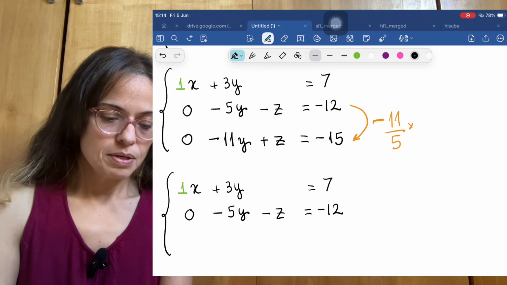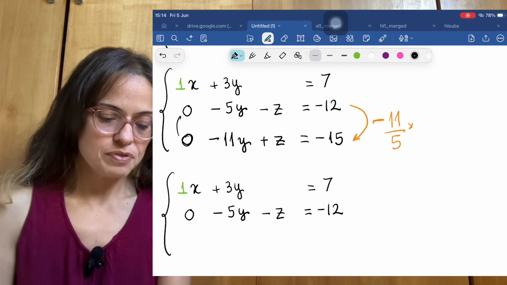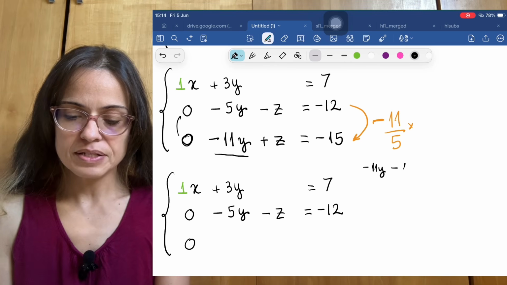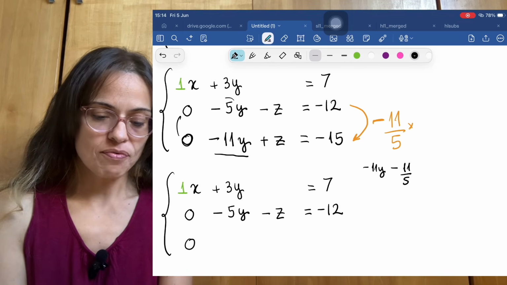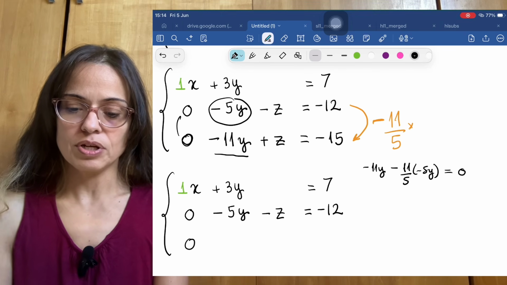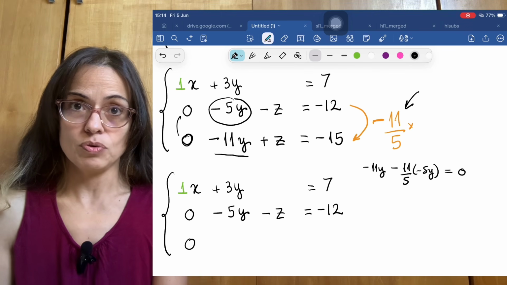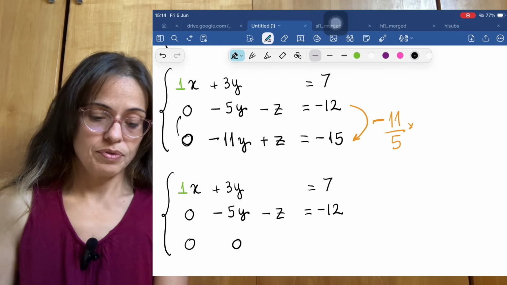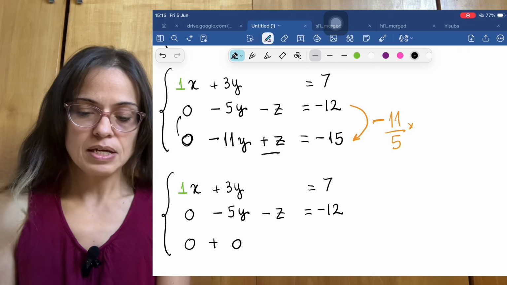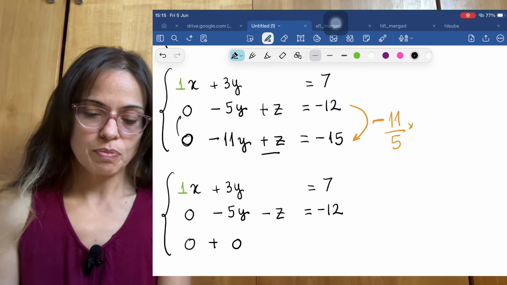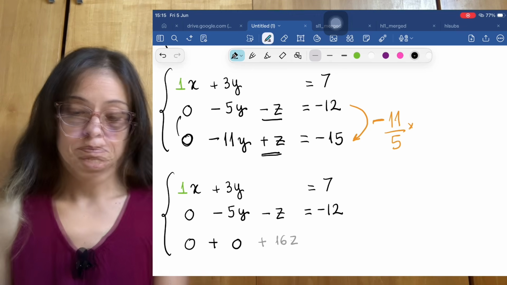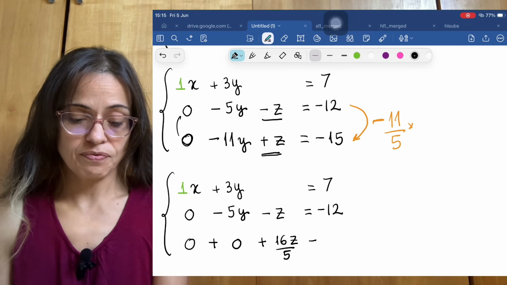Now let's go. 0 minus 11/5 of 0 is just 0. Minus 11y minus 11/5 of minus 5y is actually 0, and that was done intentionally, okay? That's what the number 11/5 is doing here. That was intentional because I want this to be a 0. And now let's just see what happens here. Z plus, because minus with minus, so z plus 11/5 of another z is 16z over 5.